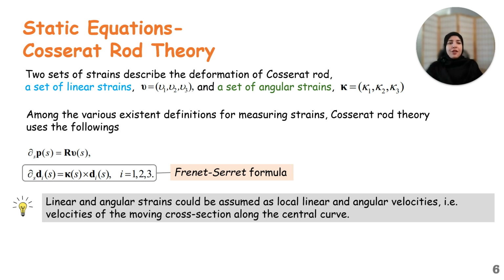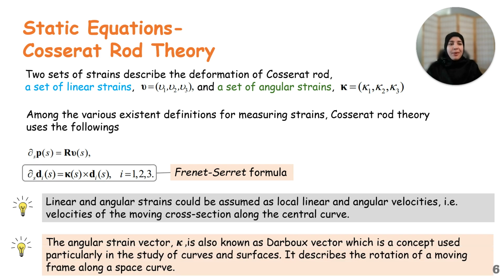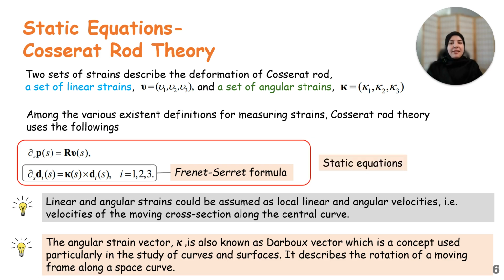Another point I'd like to add here is that the angular strain vector kappa is also known as the Darboux vector. You may come across this jargon in references, so just know that the Darboux vector is the set of angular strains. The Darboux vector is a concept used particularly in the study of curves and surfaces and describes the rotation of a moving frame along a space curve. In this slide, we use Cosserat theory to get the static sets of equations as you can see here.